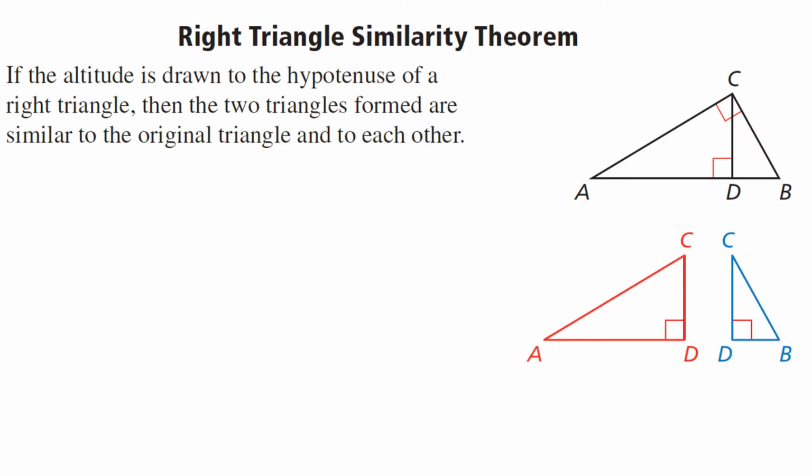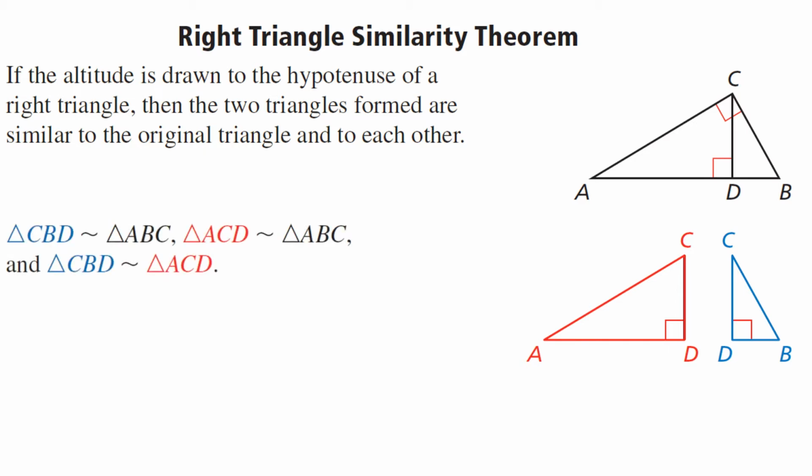And sometimes it helps to cut them up like this, and you say, oh, I've got that small one in blue, and then I've got that medium one in red, and then I've got my original one in black. And all of these are similar to each other. And of course, if the triangles are similar, we know that the sides have the same ratio with one another.